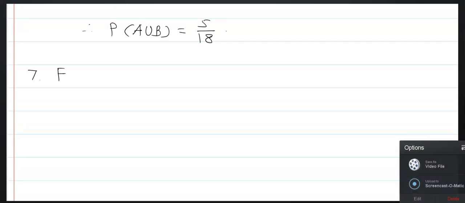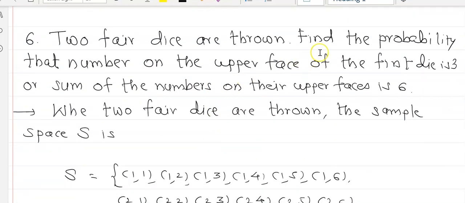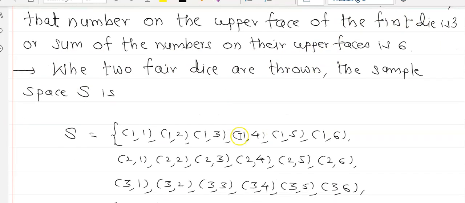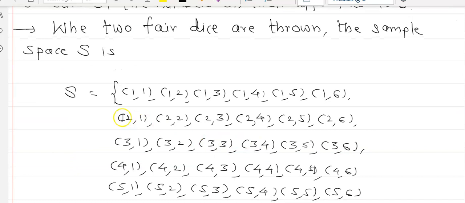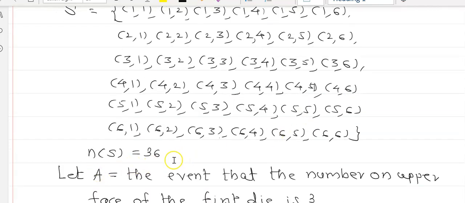Now we'll see again the same problem. That is, two fair dice are thrown. Find the probability that the number on the upper face of the first die is 3, or the sum of the numbers on their upper faces is 6. When two fair dice are thrown, the sample space, capital S, is the given. I am not repeating this again. Therefore, n of S is equal to 36.